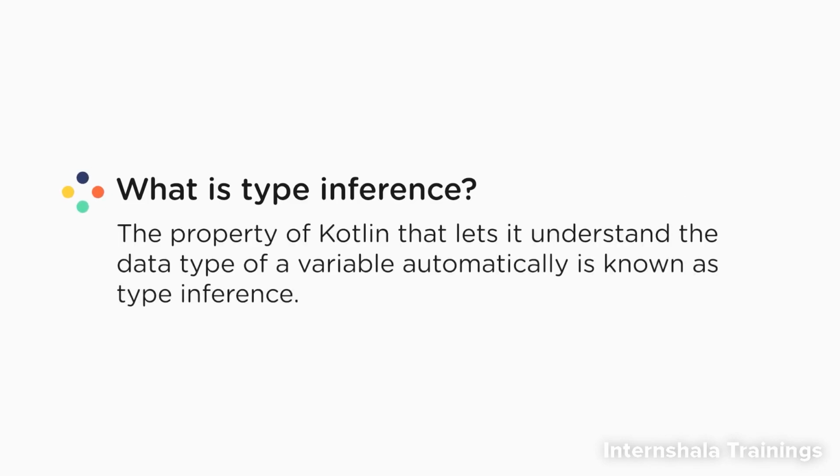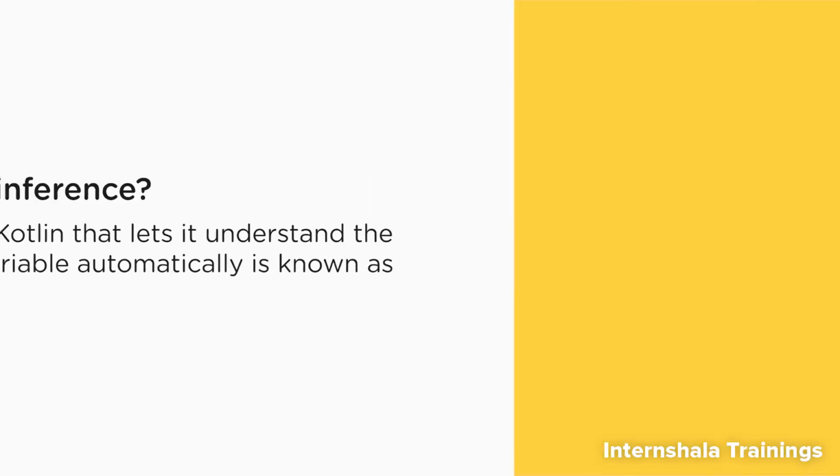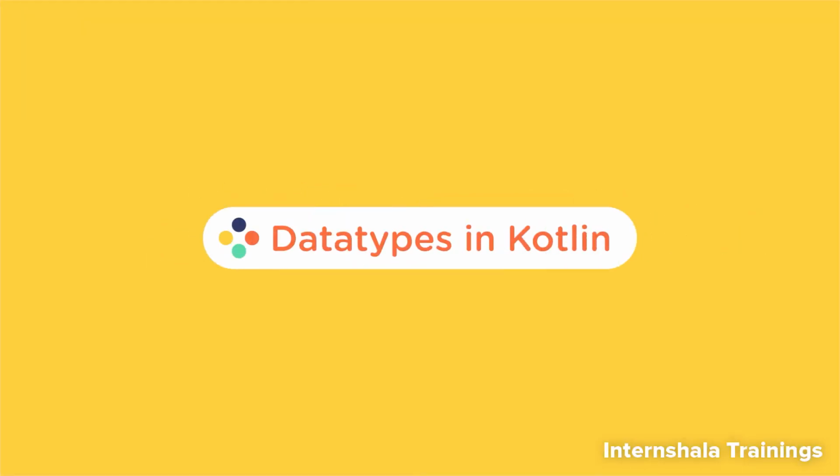This property of Kotlin that lets it understand the data type of a variable automatically is known as type inference. This means that we do not need to tell the compiler explicitly that we want this data type for this variable. The compiler is smart and understands this on its own. Super cool, right? Now let's look at some data types used in Kotlin.